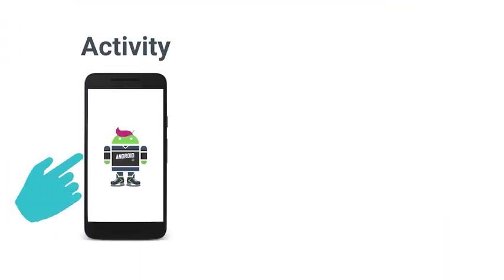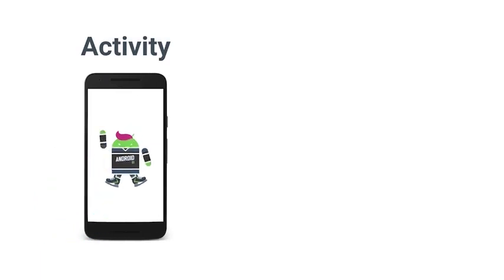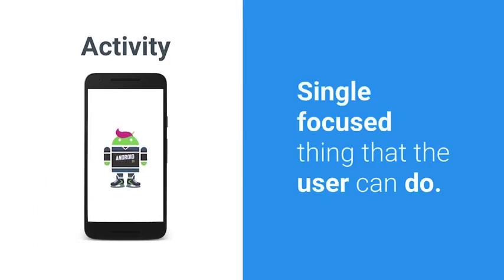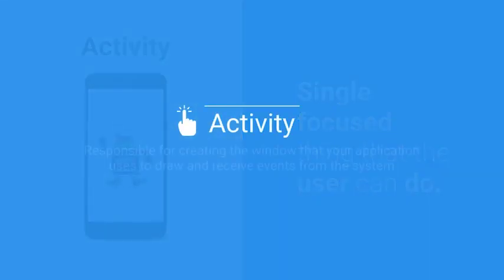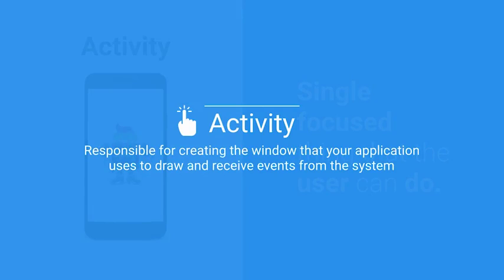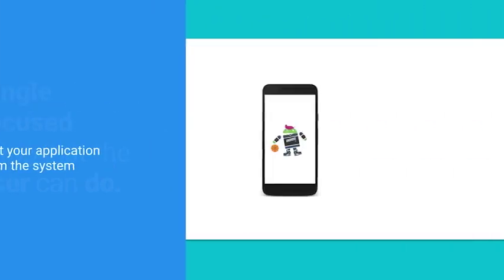An activity is the Android component responsible for most app user interaction. The developer guide describes it using almost the dictionary definition of the word activity, as a single, focused thing that the user can do. And that's a pretty good design principle. Since the user is doing something, they're interacting with the device, so activities are responsible for creating the window that your application uses to draw and receive events, such as touch events from the system.